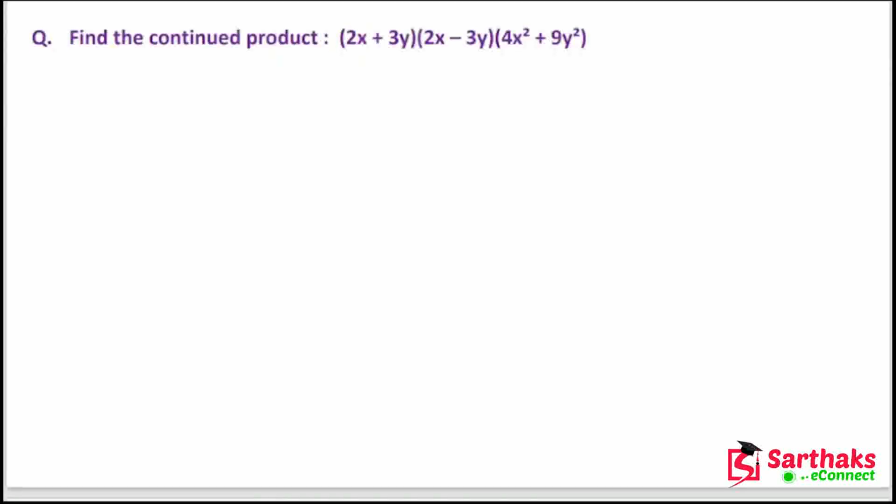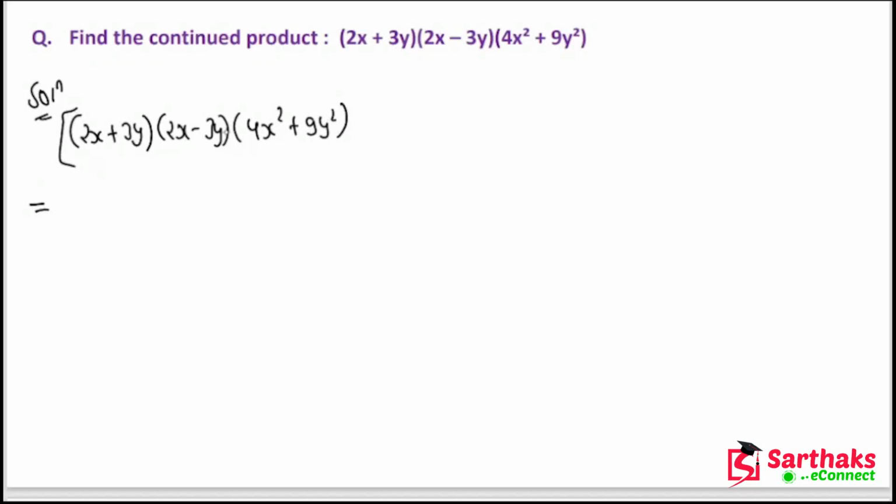Okay, now the next question is again the same. It says find the continued product. So let us see what identities can we apply here. 2x minus 3y into 4x square plus 9y square. Now obviously multiplying these two together, it is a plus b into a minus b, so it will be a square minus b square, and it would be 4x square plus 9y square.